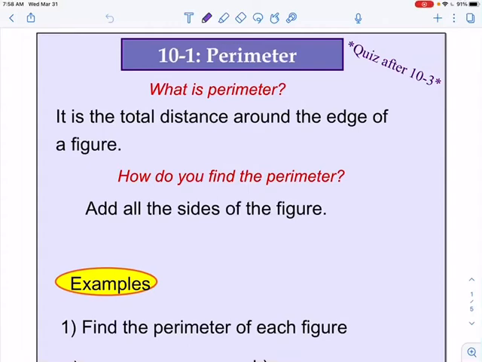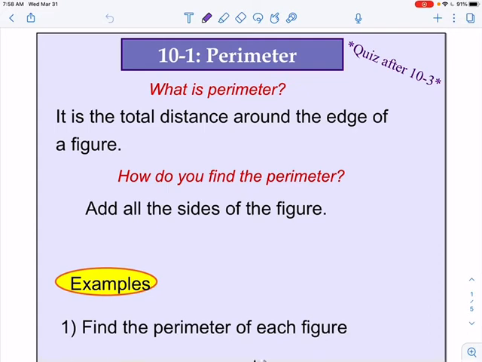Okay, today we're going to start chapter 10 and we're going to do 10.1 today, which is all about perimeter. And in this chapter, there's going to be a quiz after section 10.3. So what is perimeter? I'm sure you've heard about perimeter in the past, whether it was in middle school or last year. It's something that always comes up in math. Okay, and the perimeter is the total distance around the edge of a figure.